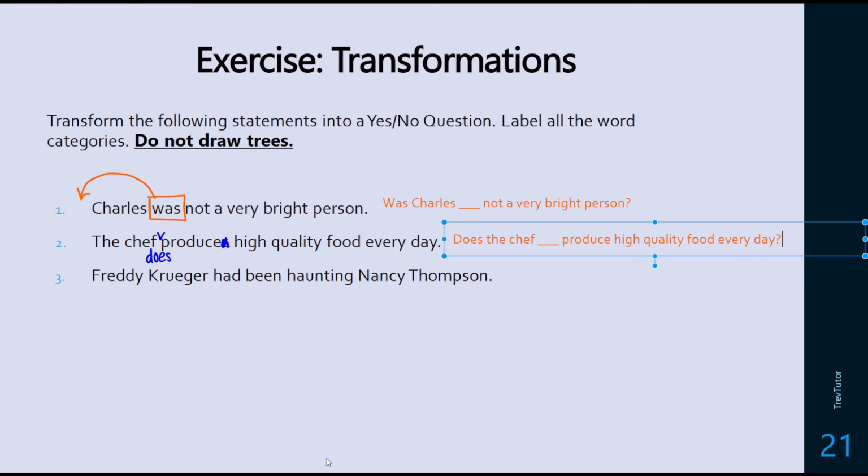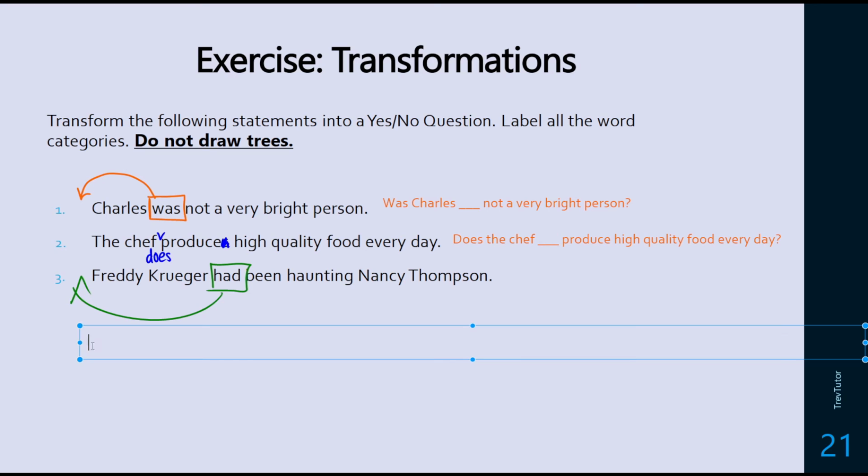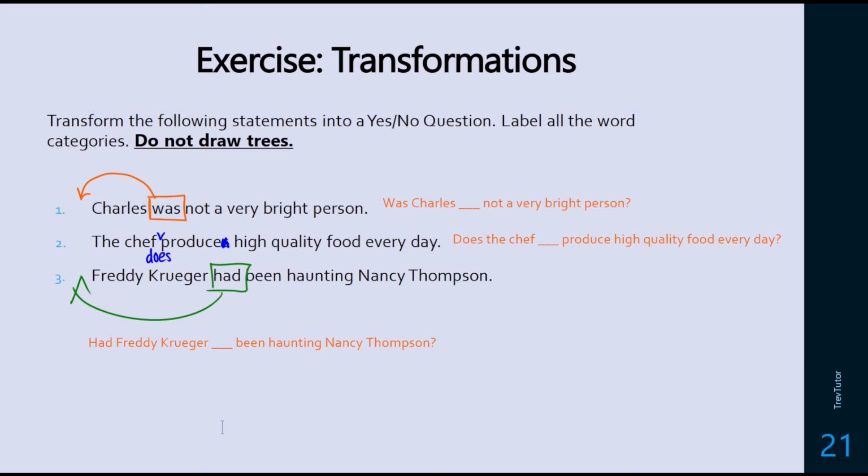Question mark. Okay, finally, Freddy Krueger had been haunting Nancy Thompson. So we have our chain had been haunting, which means we're going to take the first element had and move it up to the front. So our question that we're going to get is, had Freddy Krueger, had came from that position, been haunting Nancy Thompson? So that's the question that we have formed.